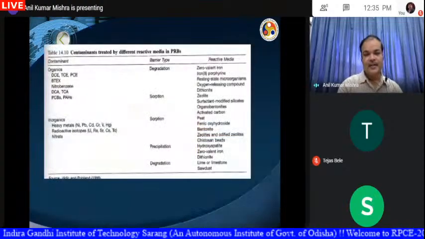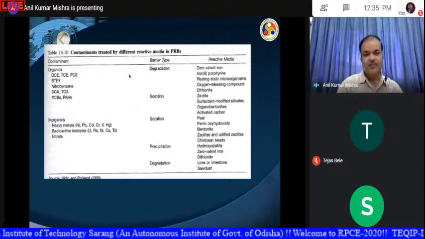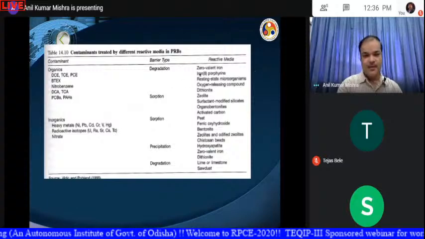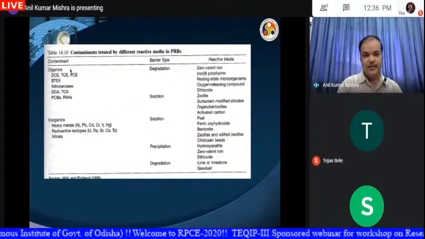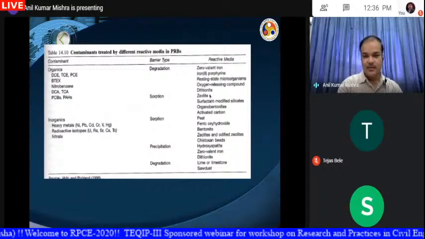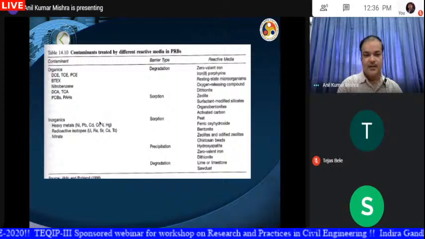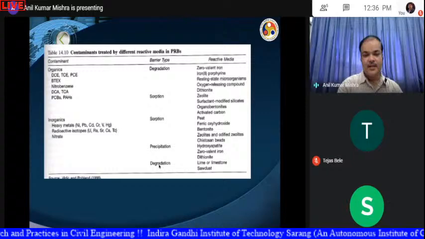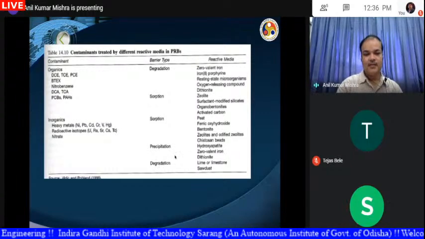Depending on the chemical present in the groundwater, or the contaminants, the wall material may be different. Suppose it is organic, then zero valent iron may be used. And there are different mechanisms like degradation, sorption, and precipitation, which will be used to remove the contaminant from the groundwater.